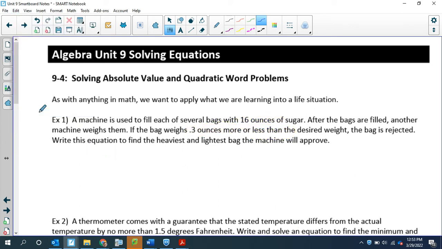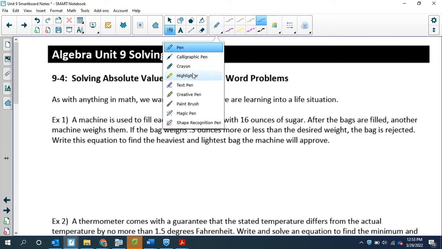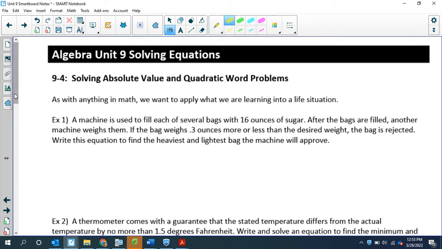All right, welcome to section 9.4, and in this section we are going to be writing absolute value and quadratic word problems. So we're going to apply this to some real life situations.